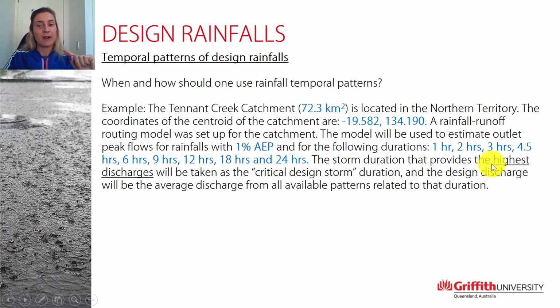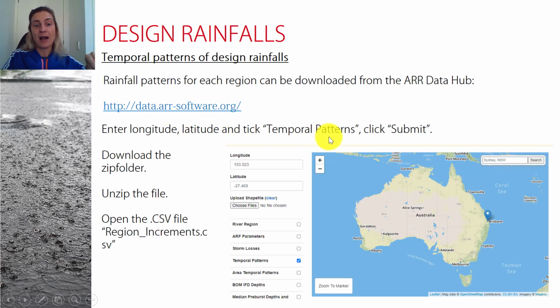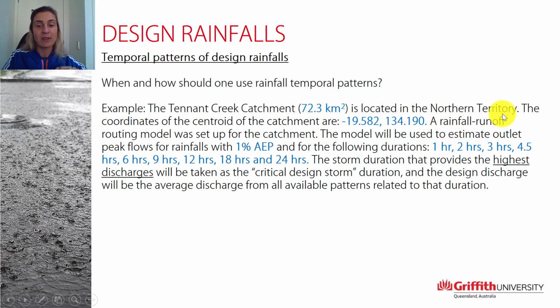The storm duration that provides the highest discharges will be taken as the critical design storm duration, and the design discharge will be the average discharge from all available patterns related to that duration. Okay, so let me try to explain what you should do here. You will take the design rainfall from BOM for that particular AEP and those durations, okay? For each of these durations, you have 10 different temporal patterns, as we saw in the previous slide. So you have to go on the Data Hub, download the temporal patterns for that particular region, which is the Northern Territory. Once you have the 10 patterns for each of these durations, you have 1 hour, 2 hours, 24 hours, each one of these will have 10 patterns.